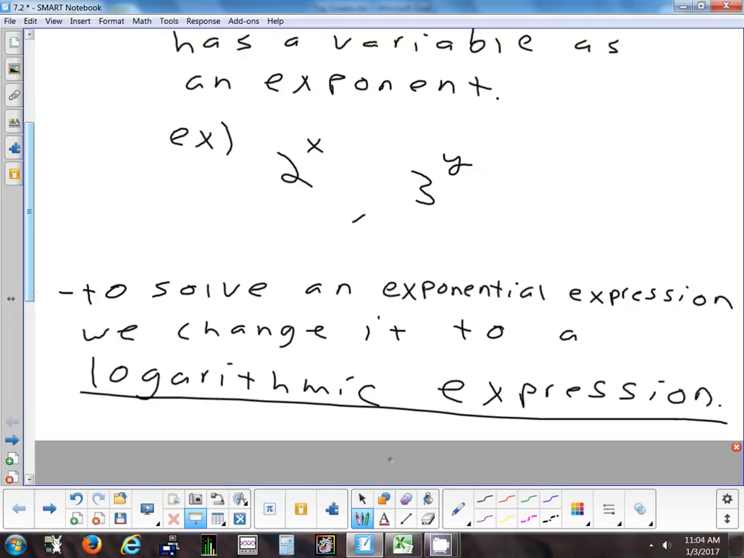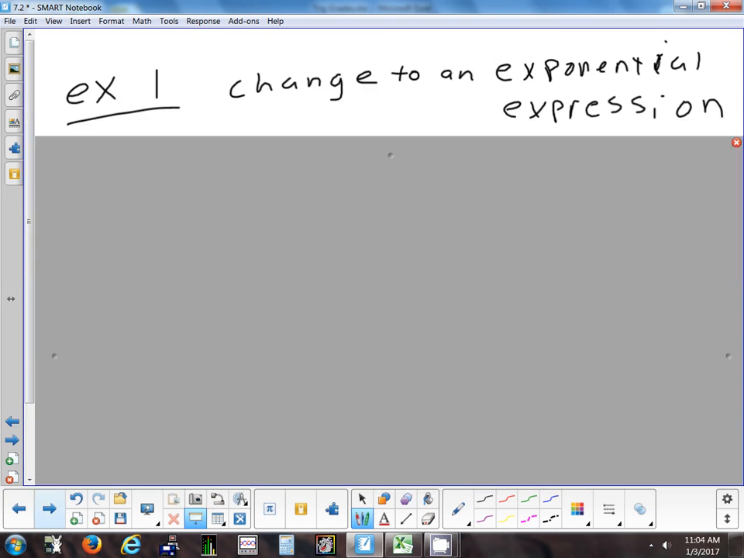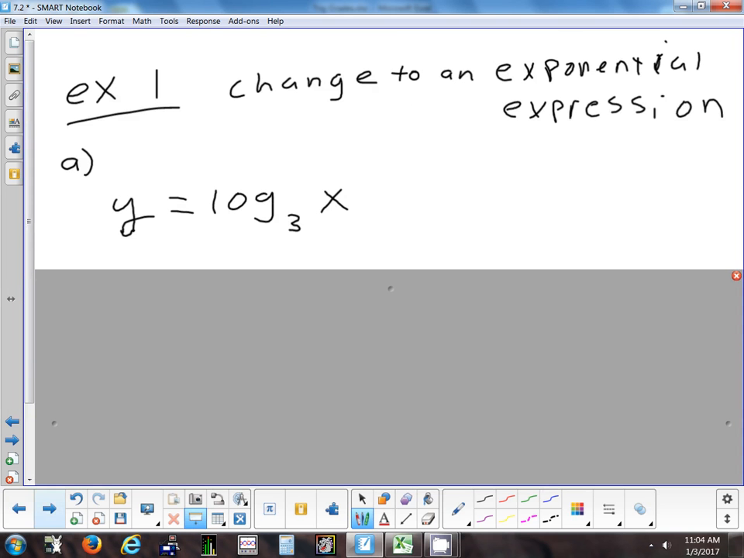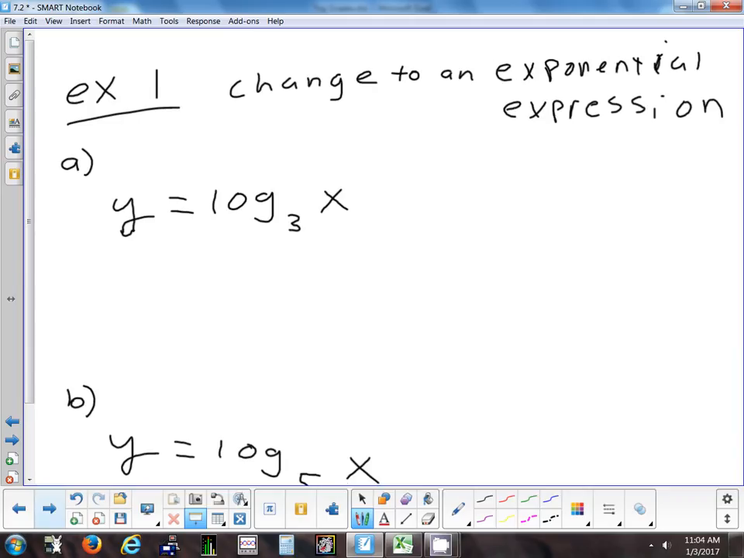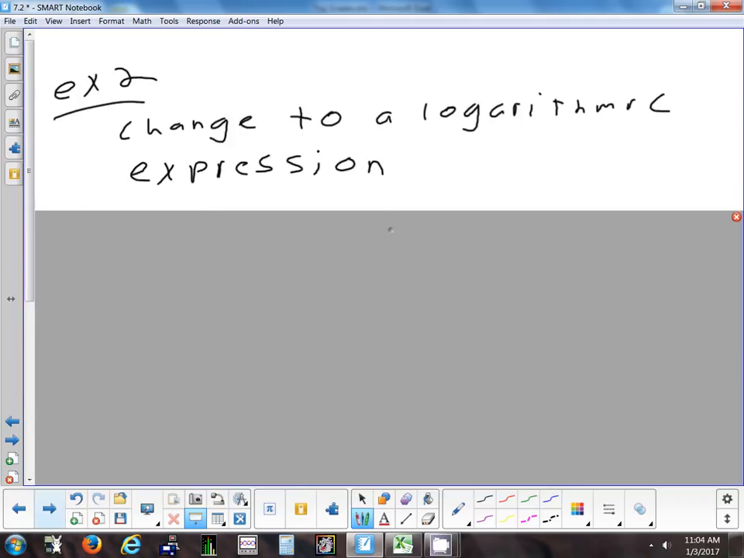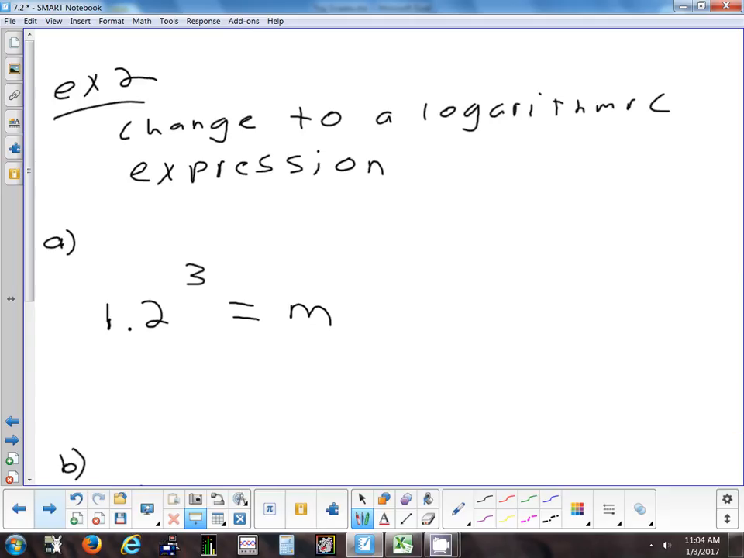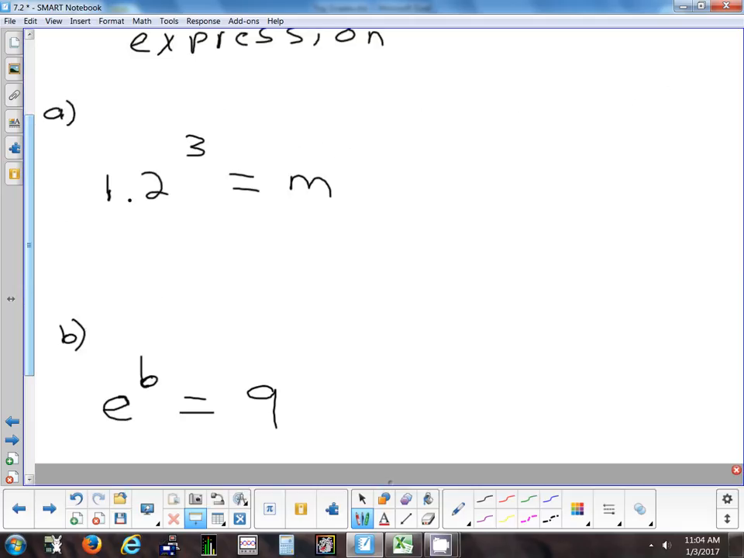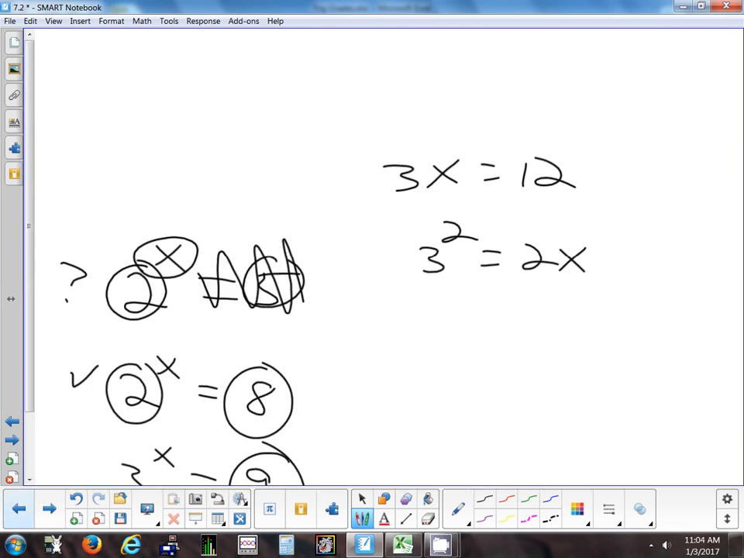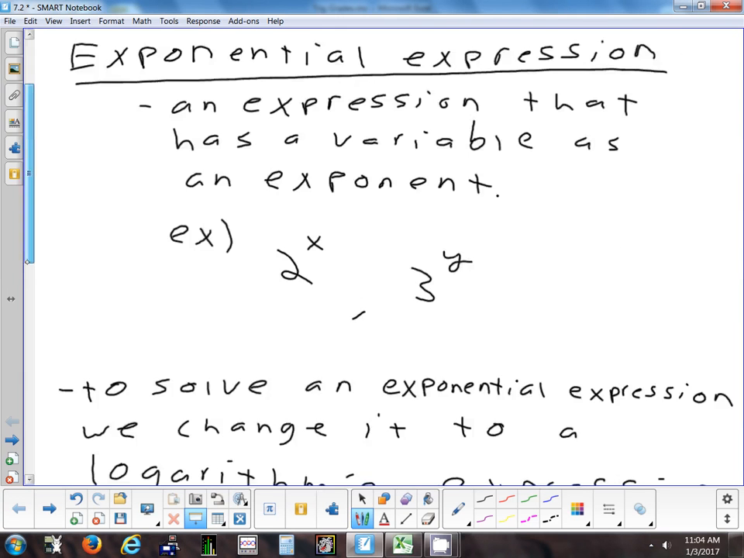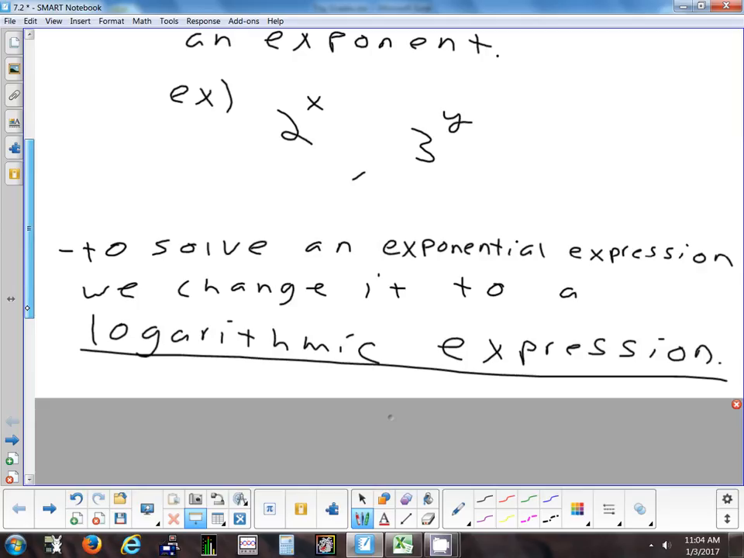Okay? And the difference between the two is when you write something as a logarithmic expression, it's going to look like that. A logarithmic expression has the word log. An exponential expression has something like this. It has an exponent. Sometimes the exponent is a number. Sometimes the exponent is a letter. But either way, they're both exponential expressions. I'm going to show you how to change from one to the other.